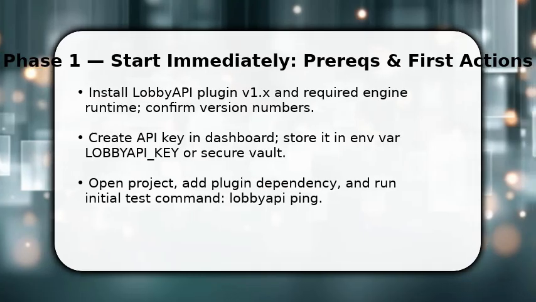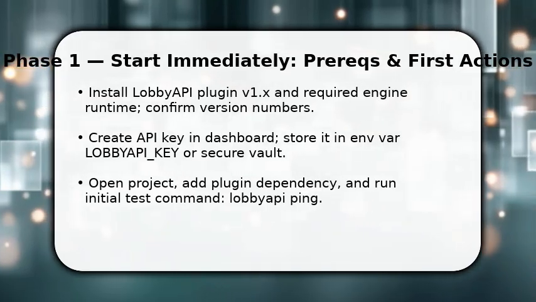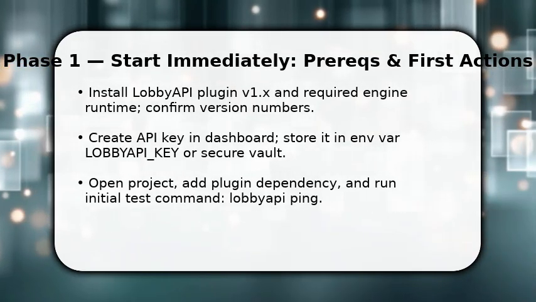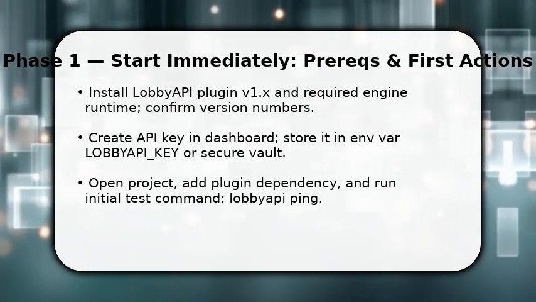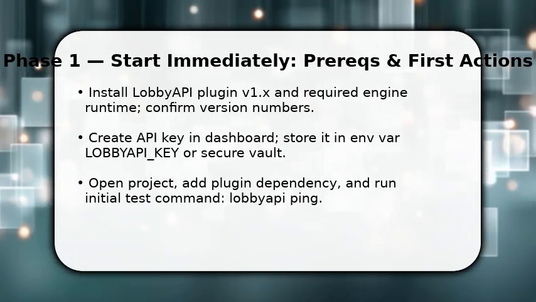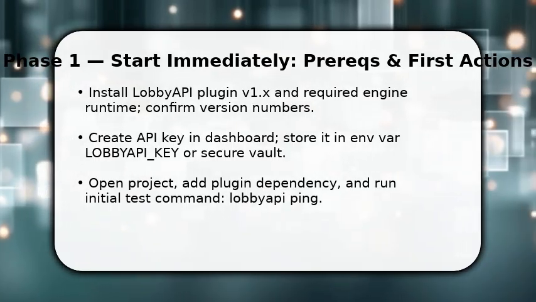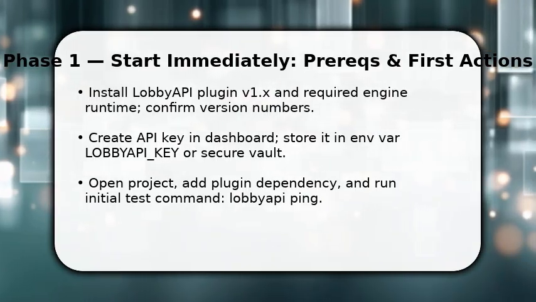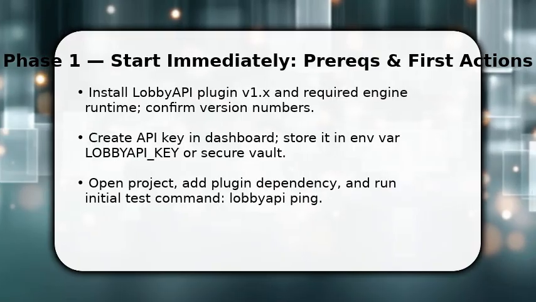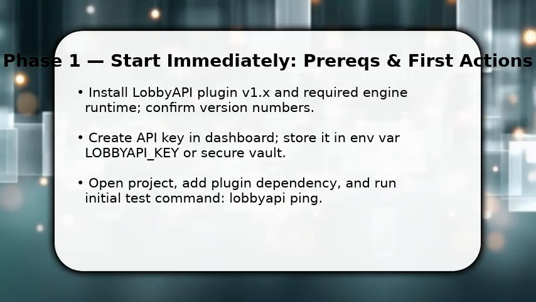Enjoy the video. You begin by preparing only what's necessary. Install the Lobbyapi plugin and confirm the runtime version so compatibility is guaranteed. Next, create an API key and save it in an environment variable named Lobbyapi because hardcoding is risky. Then add the plugin to your project dependencies and run the initial check with Lobbyapi ping.